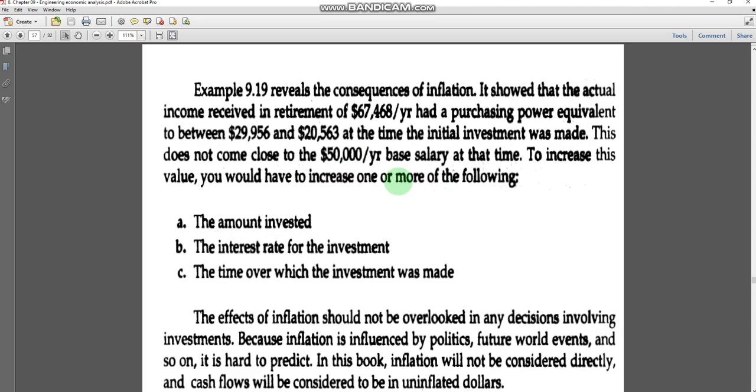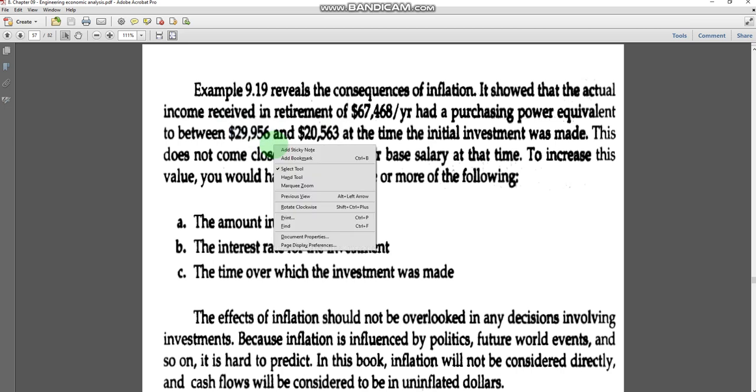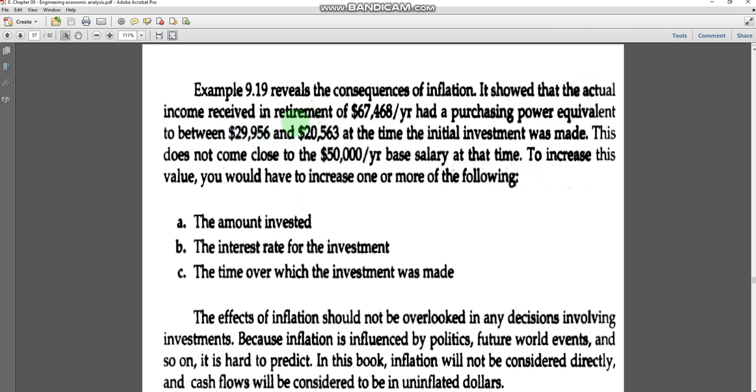Okay, now example 9.19 reveals the consequence of inflation. It showed that the actual income received in retirement, $67,468 per year, had a purchasing power equivalent to $29,956 and $20,563 at the time the initial investment was made. Okay, so this was the actual purchasing power in year 41, and this one is the purchasing power after year 60.